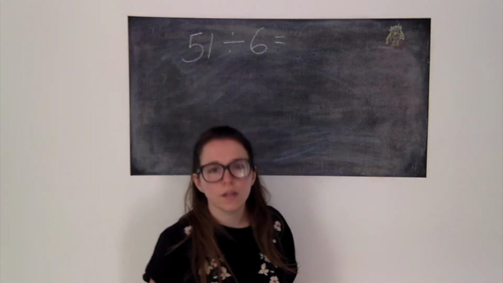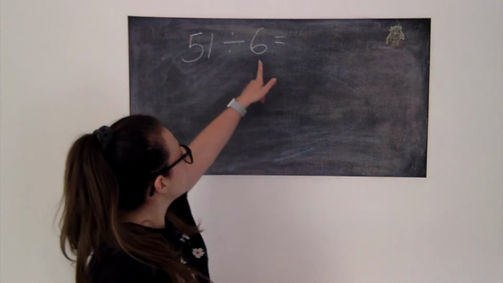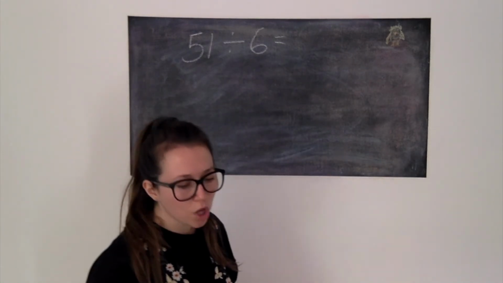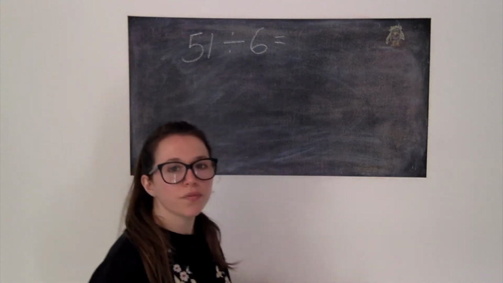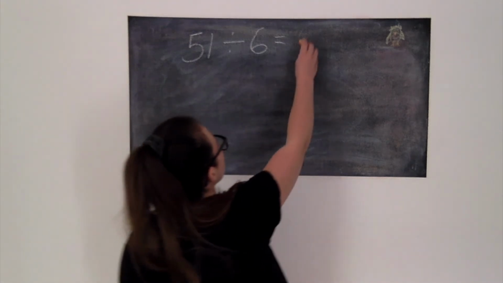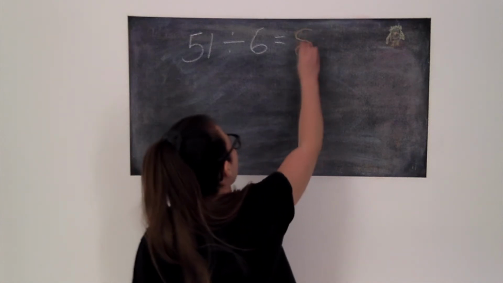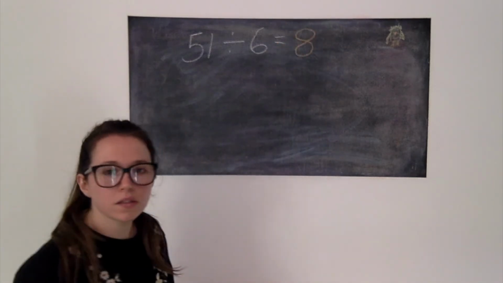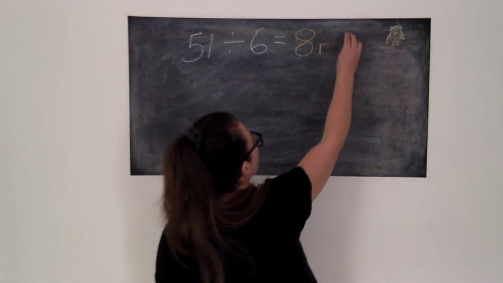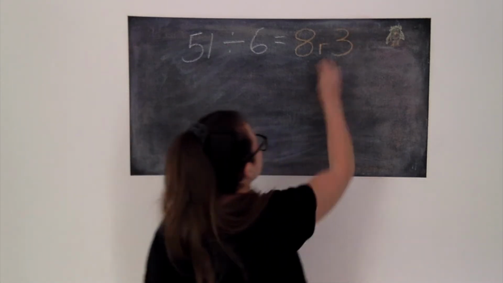Let's go through it. So 51 divided by 6. You could write your multiples of 6 down if you want to, but if you know already, then we know that how many full groups of 6 we could make is 8. 8 full groups of 6 is 48. And I should then have 3 left over, which becomes my remainder.